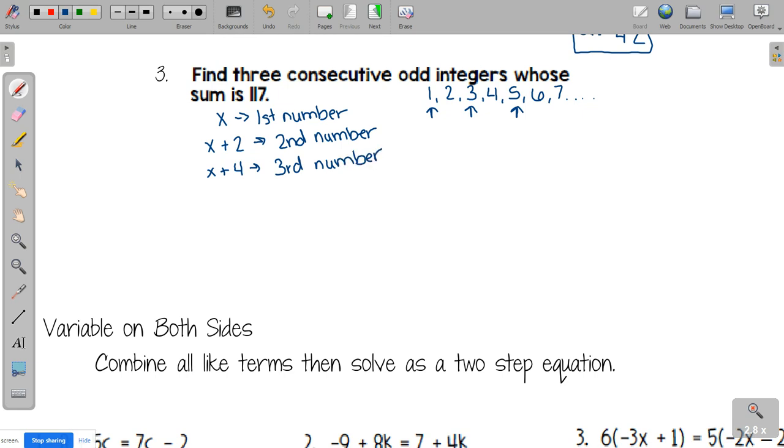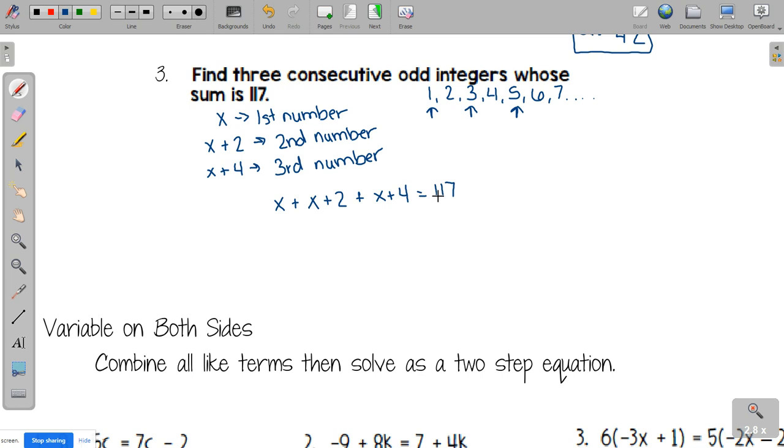So the problem says we need to find 3 consecutive odd integers whose sum is 117. So we have to add all of these together. So we have x plus x plus 2 plus x plus 4. And that is going to equal 117.